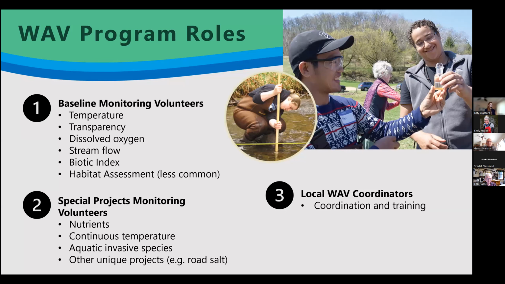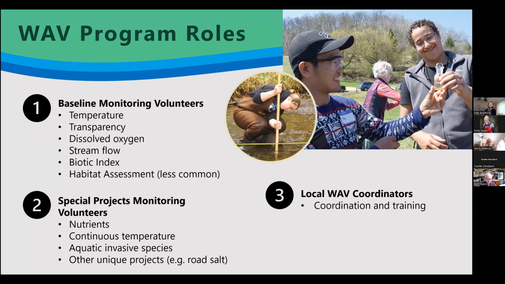So just a quick summary of the WAV program in 2021. As a reminder, we have 3 core roles in this program. Baseline volunteers. As a baseline monitoring volunteer, you all collect temperature, transparency, dissolved oxygen, and stream flow once a month from May to October. Biotic index is collected twice a year in the spring and in the fall.